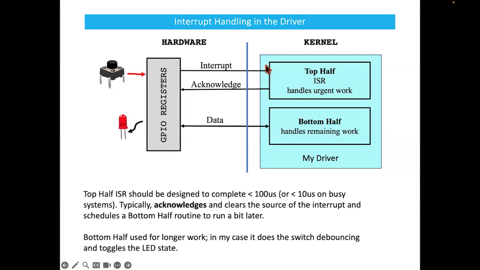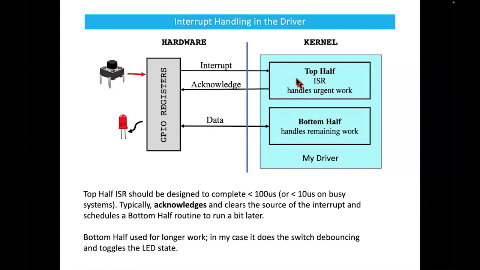So when we get an interrupt, the normal way of coding this in Linux is that your interrupt routines actually consist of two routines. There's a routine which is called the top half interrupt service routine. That's the terminology that's used in Linux. You have top half and bottom half routines. The top half will do all the urgent work. So basically, this should ideally complete, depending on your system, in less than 100 microseconds.